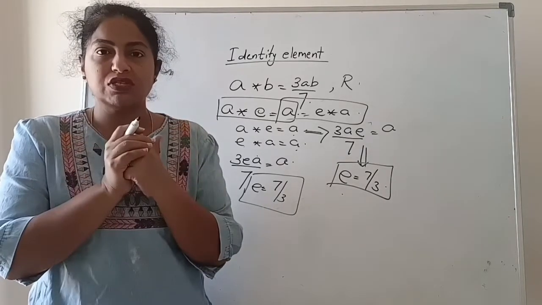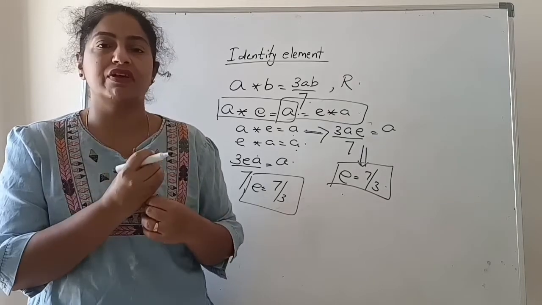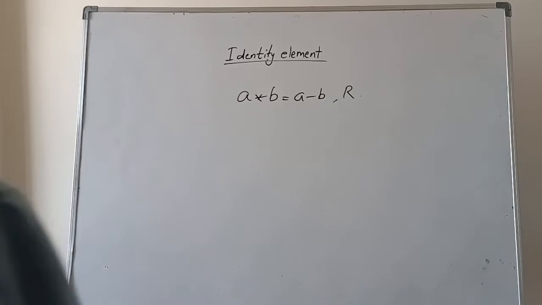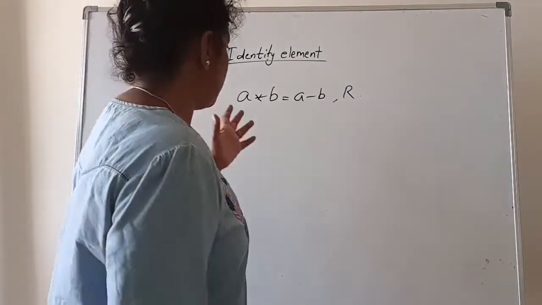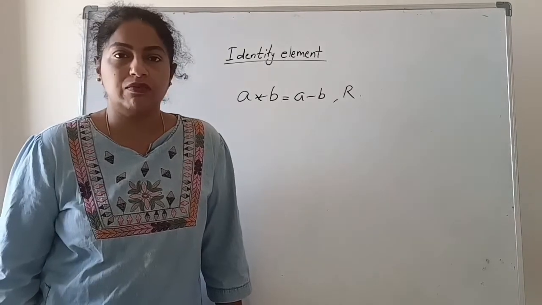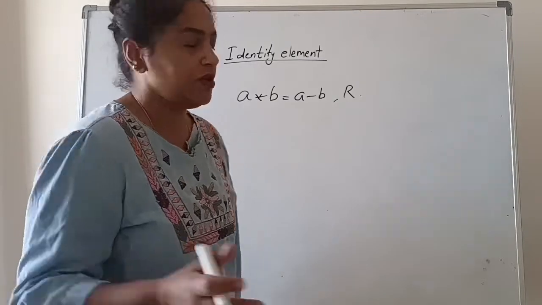Right? Let us take a question wherein it is impossible to find the identity element, so that you know there are certain cases where the identity element may not exist also. Now, we have our next binary operation, which is A binary B is equal to A minus B, defined on the set of real numbers. Now, we need to see whether this particular operation has an identity element.